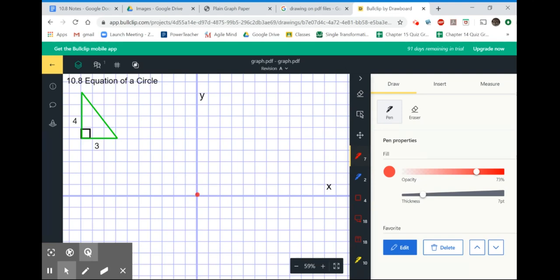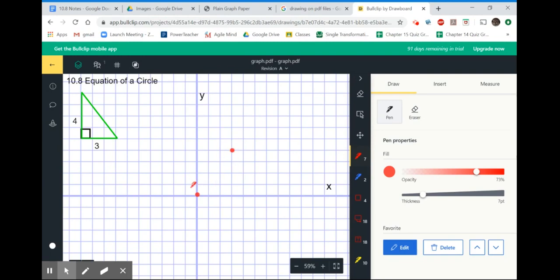So I'm going to start off with just randomly choosing a point. We're going to start at 0, 0, because why not? And from there, I'm going to use this right triangle to go across the axes. So I'm going to go either 3 over and 4 up, or I'm going to do 4 over and 3 up. So let's count from here. 1, 2, 3. And because I've gone over 3 to the right, I'm going to go up 4. 1, 2, 3, 4. And I'm going to put a dot there.